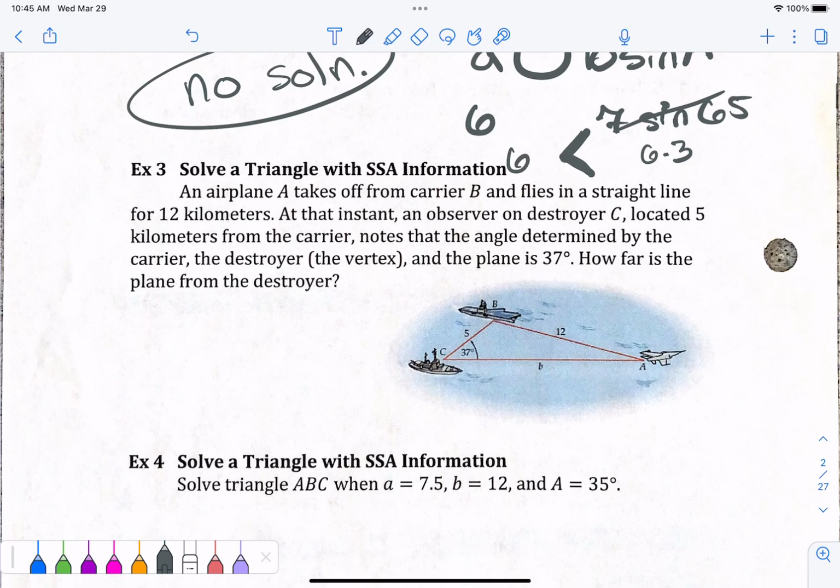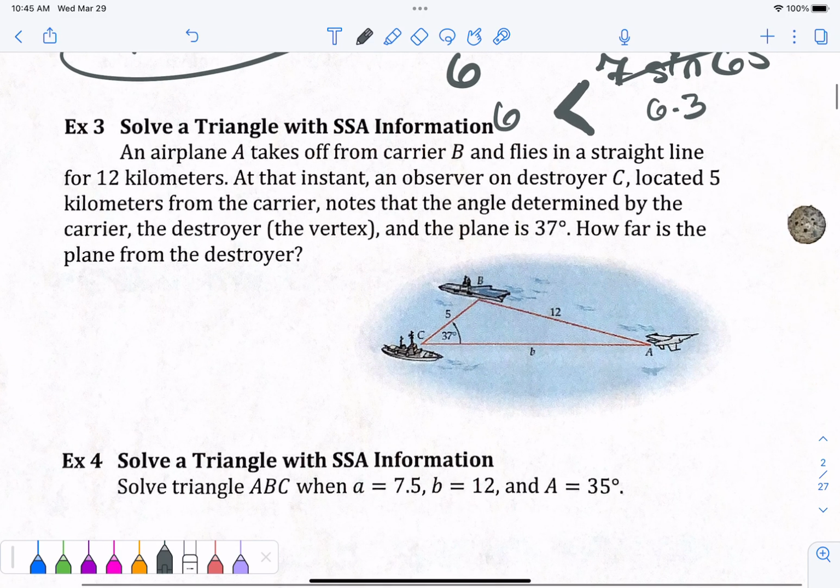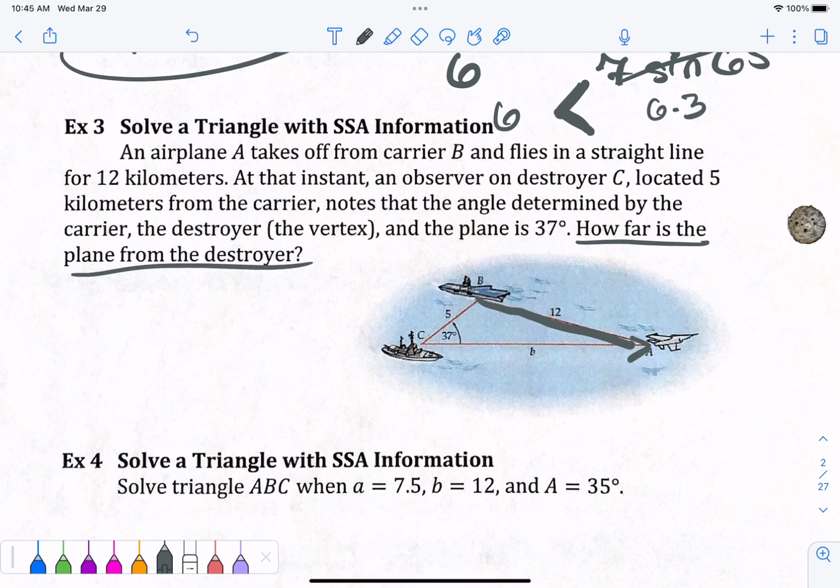Here we go. Example 3. Let's do this one. An airplane takes off from carrier B and flies for 12 kilometers this direction to carrier A. At that instant, an observer, blah, blah, blah. Let's see, what are we trying to do? How far is the plane from the destroyer, which is this little b? So we're solving for that little b. Okay, let's see what we've got going on here.